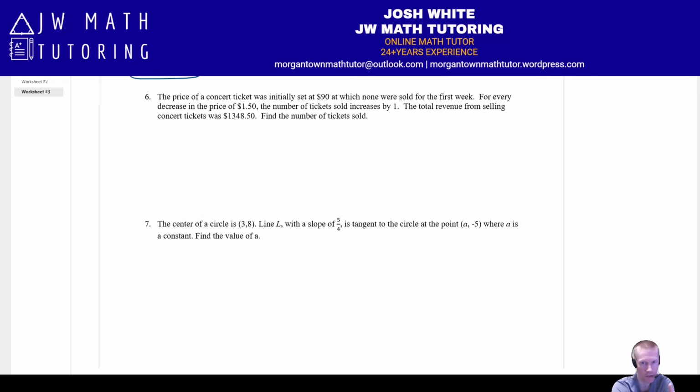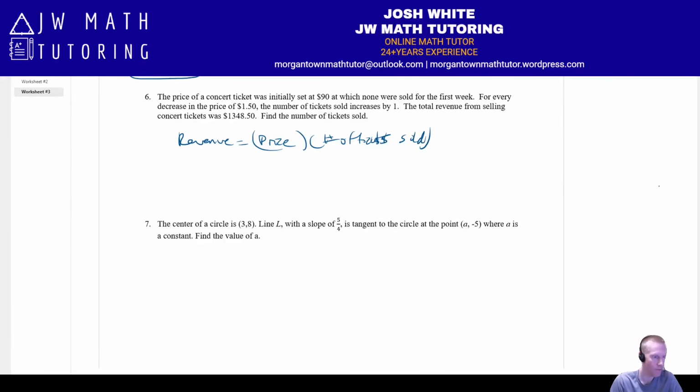Again, probably not a realistic scenario for the numbers I chose. For concert tickets, this might be like increases by 1,000 or something. But just worry about the actual methodology we use to set up and solve the problem, not how realistic it might be in real life. Okay, they give you the total revenue, and they want to find out how many tickets were sold. So first of all, revenue is going to be equal to the price of a ticket times number of tickets sold.